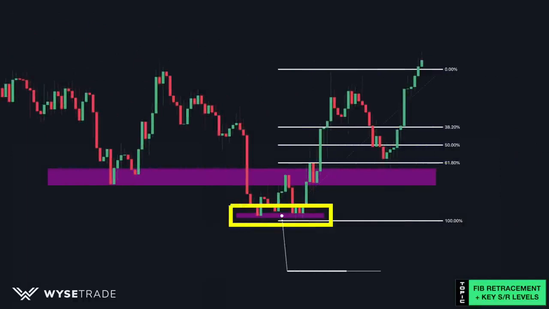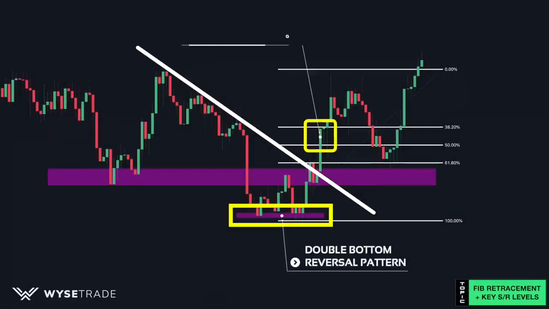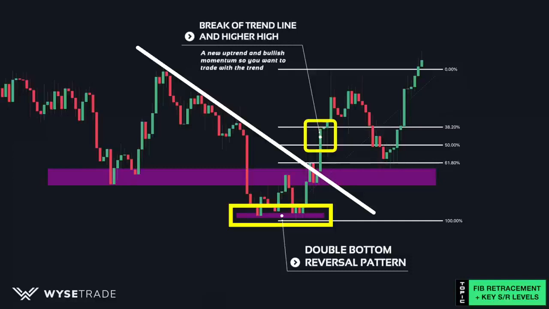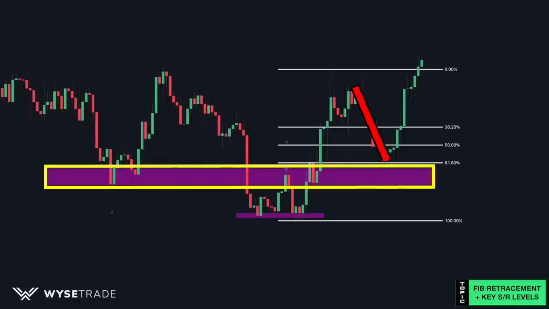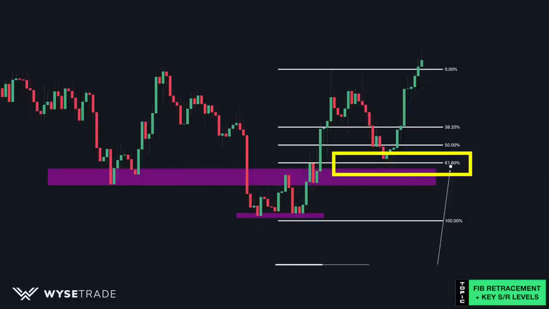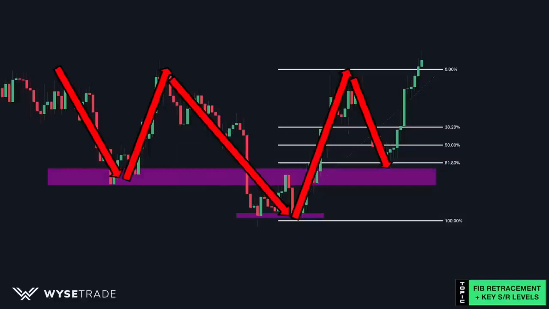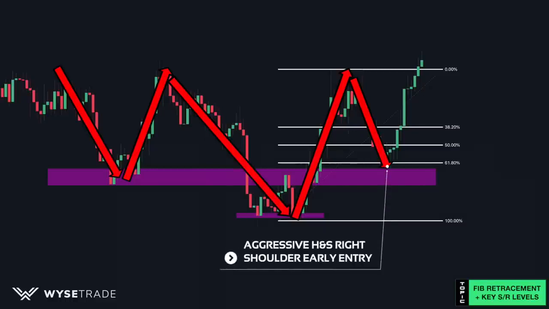You had your double bottom and break of trend line and higher high, showing a new uptrend and bullish momentum, so you want to trade with this upwards momentum. Price then pulls back to this support zone that was created from these two reversal points. And this is also where the 61.8% fib level lined up, which is a high quality fib level. This is also the start of an inverse head and shoulders pattern, which is a reversal pattern, and this would be an aggressive right shoulder early entry.